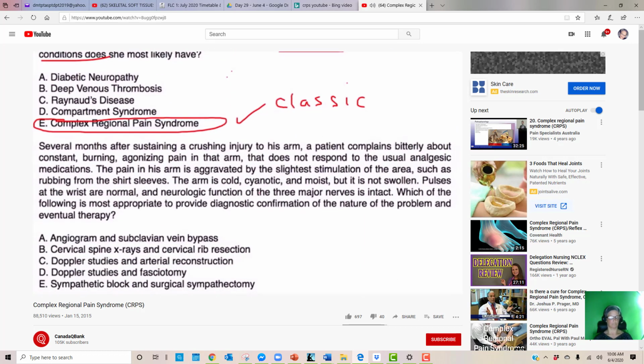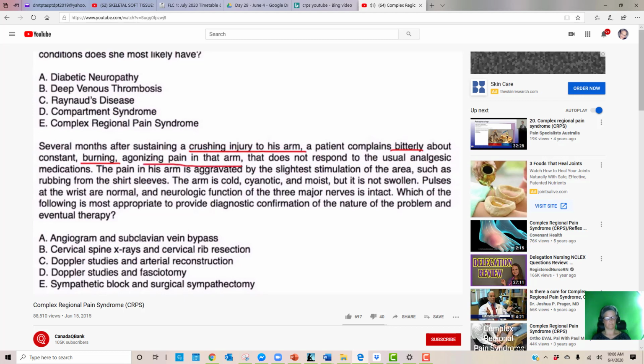And then finally, several months after sustaining a crushing injury to his arm, a patient complains bitterly about constant burning, agonizing pain in that arm that does not respond to the usual analgesic medications. The pain in his arm is aggravated by the slightest stimulation of the area, such as rubbing from the shirt sleeves. The arm is cold, cyanotic, and moist, but is not swollen. Pulses at the wrist are normal. A neurologic function of the three major nerves is intact. Which of the following is most appropriate to provide diagnostic confirmation of the nature of the problem and eventual therapy?